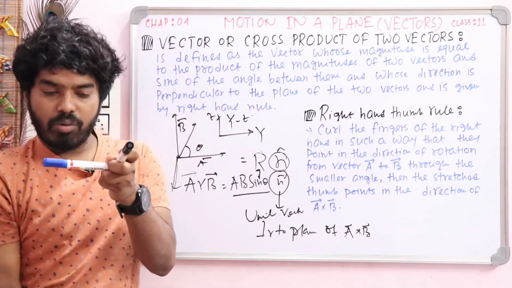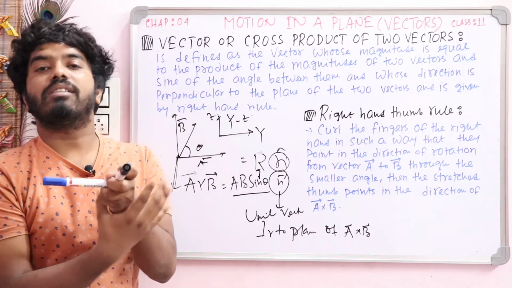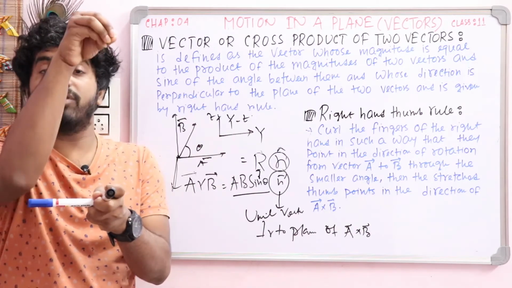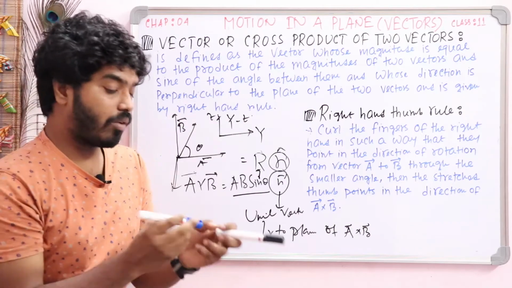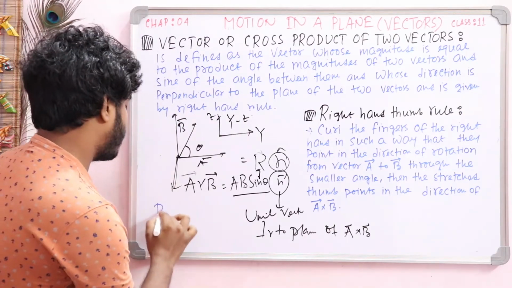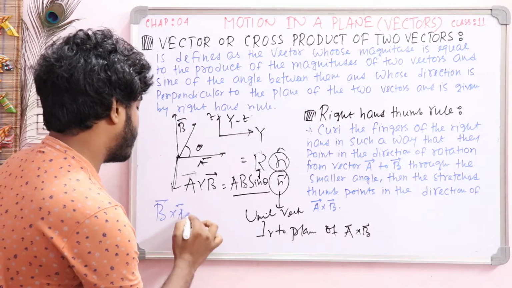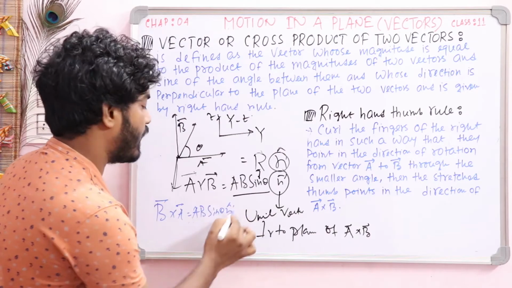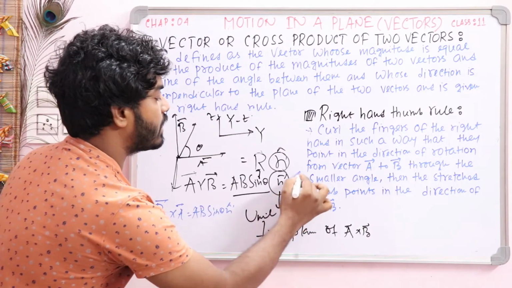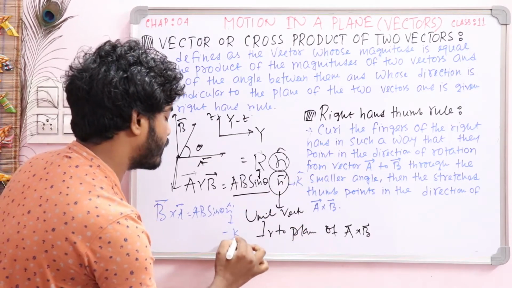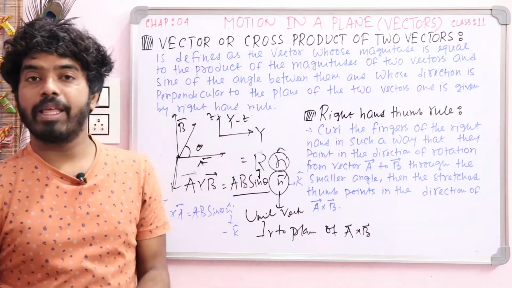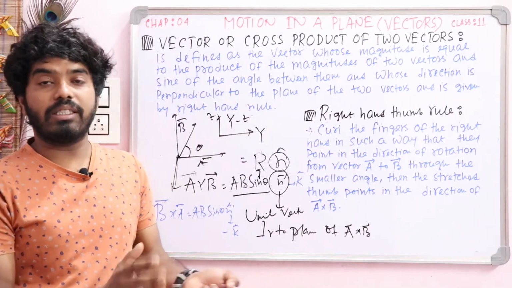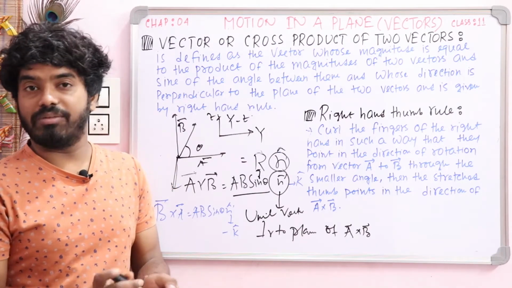Okay, so this downward direction gives the resultant vector direction, and downward means the negative z-axis, upward is the positive z-axis. So when B cross A, the result will be AB sine theta n dash cap. Here n cap represents k cap, here n dash cap represents minus k cap. So with the help of this equation, we will prove that the vector product is anti-commutative, not commutative.